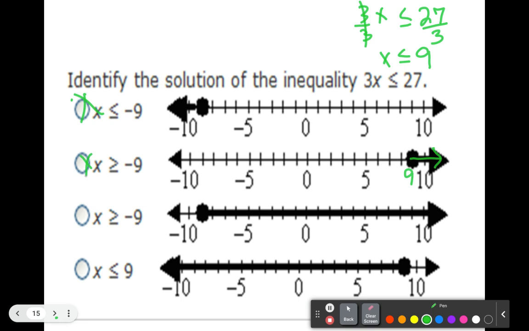It can't be C because this circle is at -9. But then look at D. It says 9, and if you're going to the left, that means less than. So it has to be D because all the points that are on my line or on my arrow are less than 9. So it has to be D.